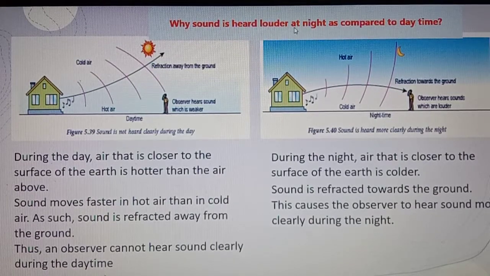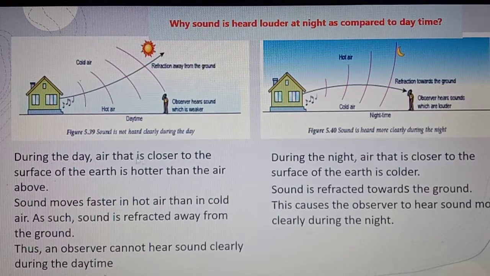Why is sound heard louder at night as compared to daytime? Okay, so this is the daytime and this is the nighttime. We can discuss what exactly happened during nighttime and daytime. Let's discuss the first one. During the day, what happened to air? Air that is closer to the surface of Earth is hotter than the air above. Sound moves faster in hot air.